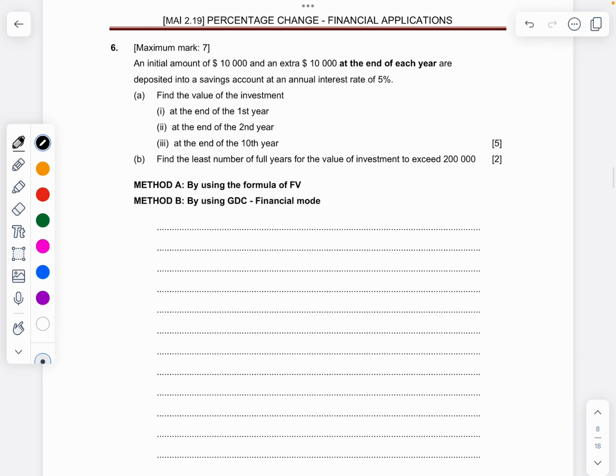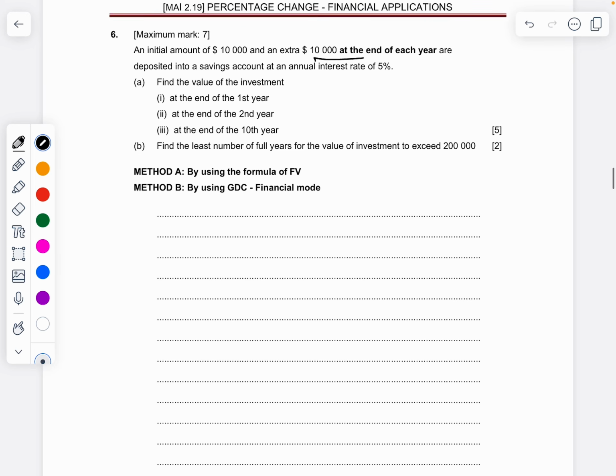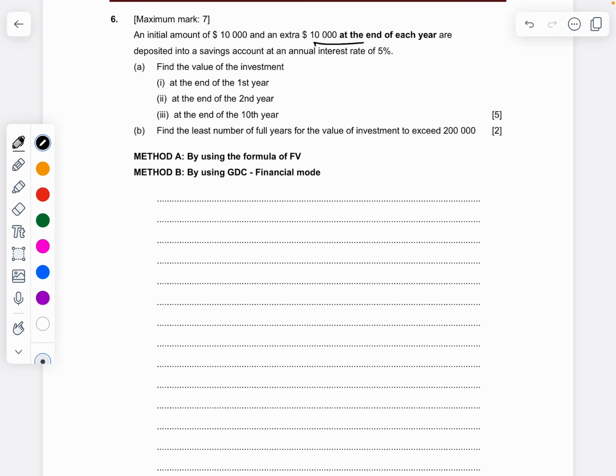Question number 6. An initial amount of 10,000, and an extra amount of 10,000 is added after each year as a deposit into a savings account at an interest rate of 5%. Find the value of the investment at the end of the first year. So 10,000 plus is added. The first 10,000 which is added gets 1.05, or 5% interest, and at the end of the first year again 10,000 is added. So it becomes 20,500 at the end of the second year.